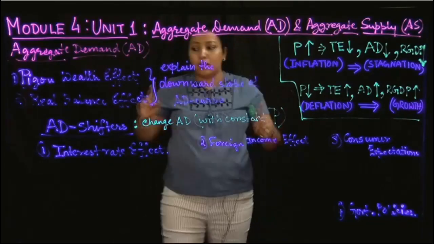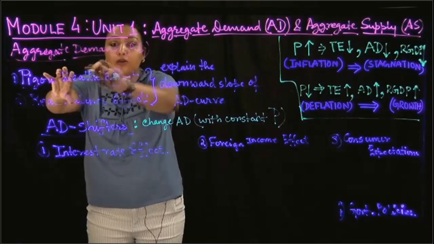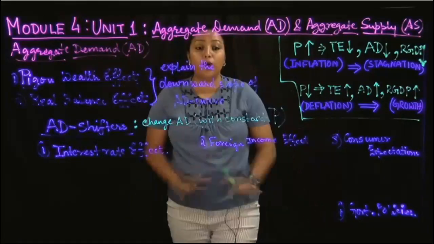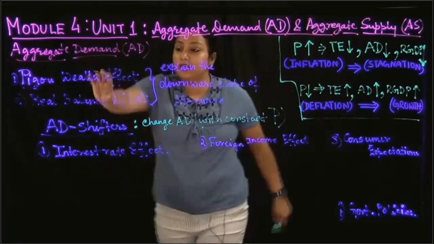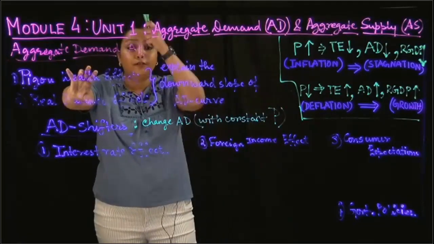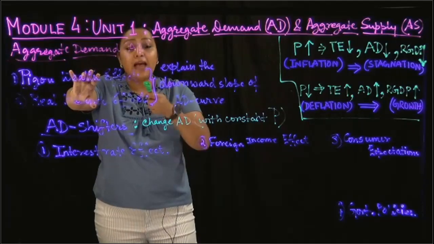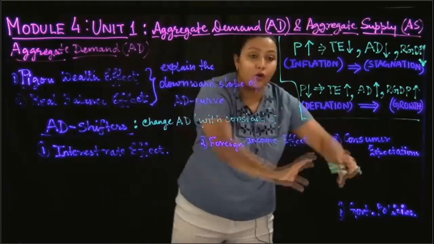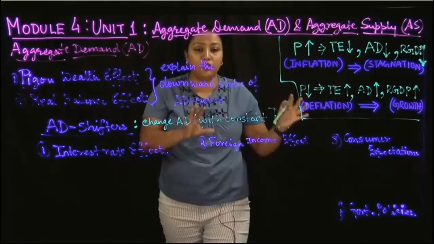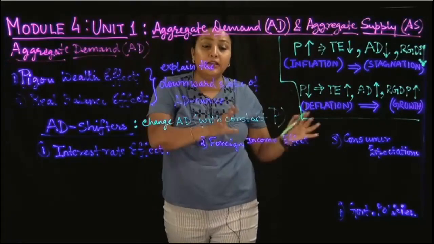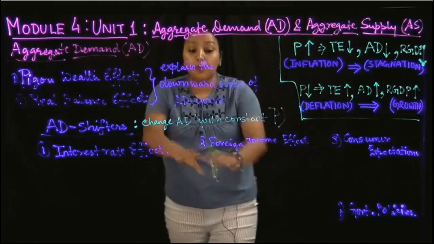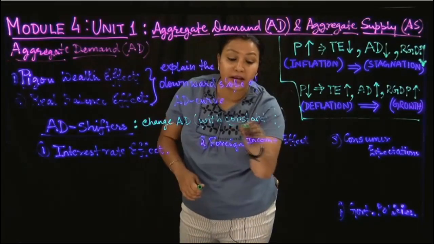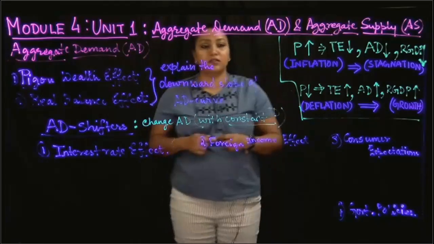Now please remember, those effects are talking about the movements along the AD curve, and these effects are all talking about the shifts of the AD curve. Those effects are talking about inflation or deflation, and as a result of that the aggregate demand changing. These are all talking about something else changing, which leads to either an increase in AD or decrease in AD, but no inflation or deflation happening in the economy. The price index is constant. That means your y-axis is constant.